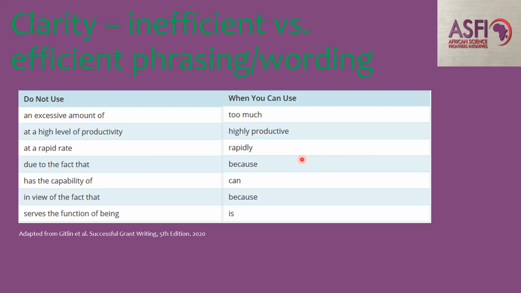At a high level of productivity becomes highly productive, at a rapid rate becomes rapidly, due to the fact that becomes because, has a capability of becomes can, in view of the fact that becomes because, serves a function of being becomes is. You can see the amount of words that have been cut off. So many times you write it and you think, oh, I've done a good job, but you have put lots of things that even begin to bore and confuse people. So this is a place where you need to bring the artistic aspect of you as a scientist to send home your message.